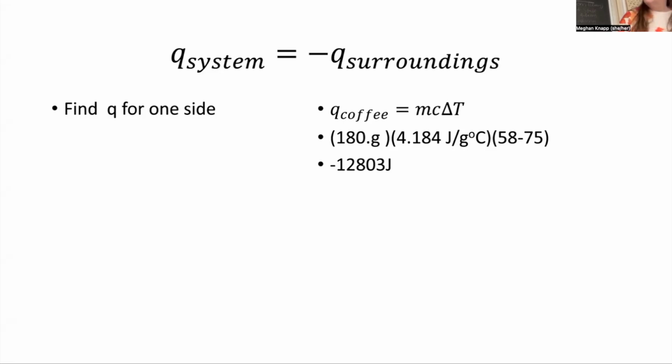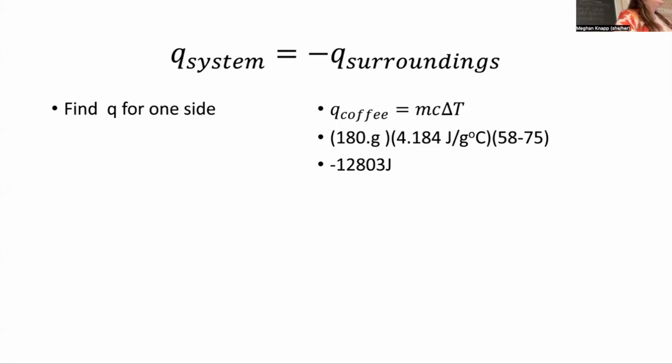All right, so I got something that was negative 12,803. So remember, we're going to get big numbers for energy. That's not too surprising. If you did not get this, what I would suggest is do the subtraction first and then put that into the multiplication, because probably having both of those in there at the same time, trying to do it all at once, is what's causing the problem.